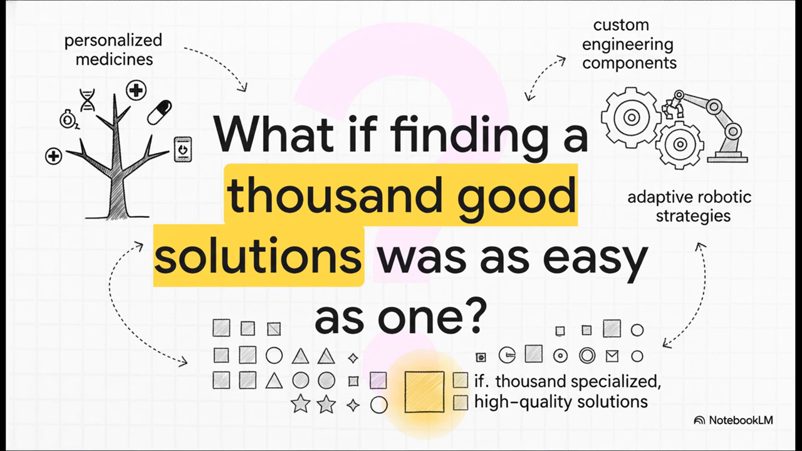And that leaves us with a really exciting question to ponder. Just imagine, what problems could we solve? Personalized medicines, custom-designed engineering parts, or even adaptive robots that can handle any damage thrown at them. What new frontiers could we possibly explore if finding 1,000 specialized, amazing solutions was suddenly just as easy as finding a single one? The possibilities are pretty mind-blowing.